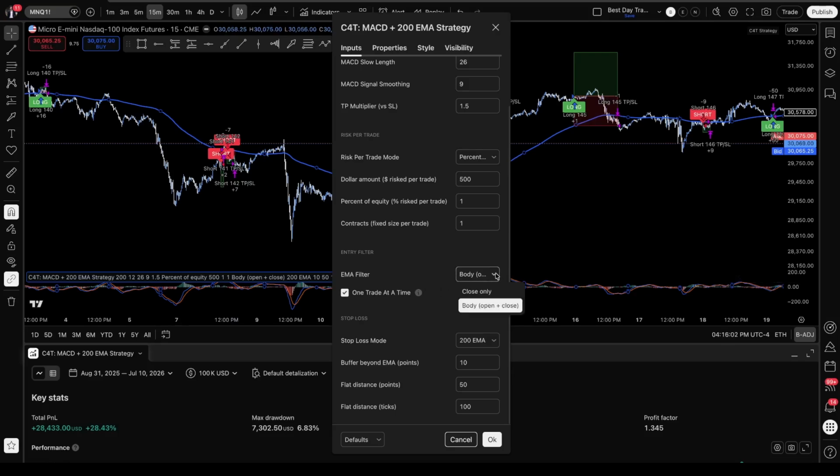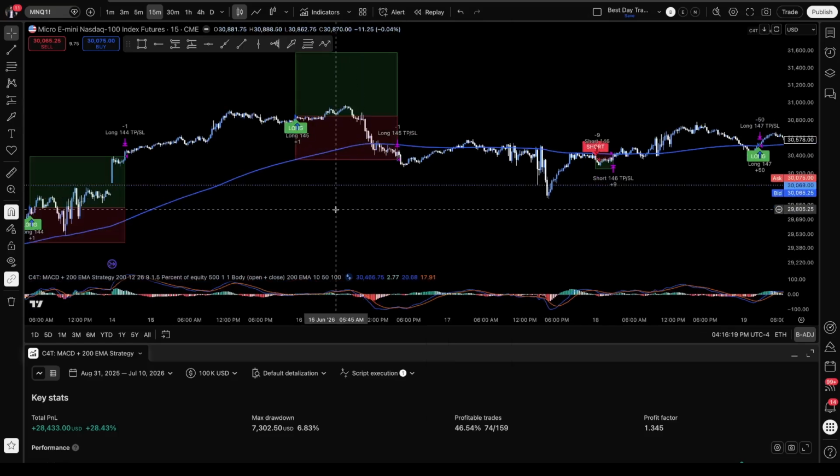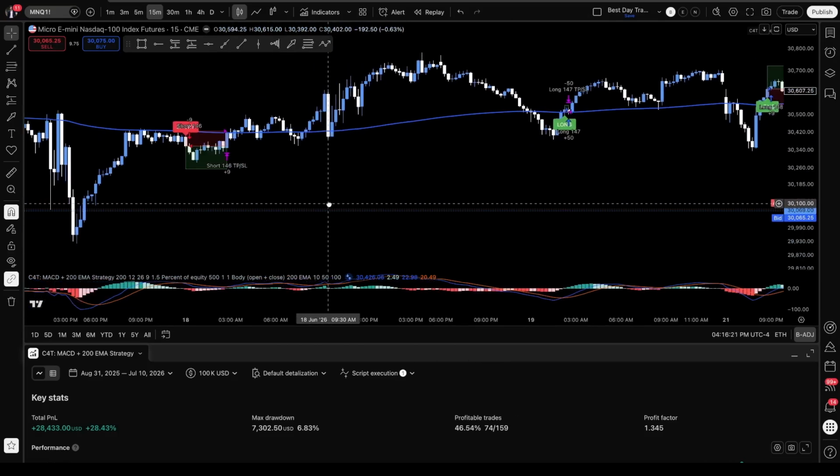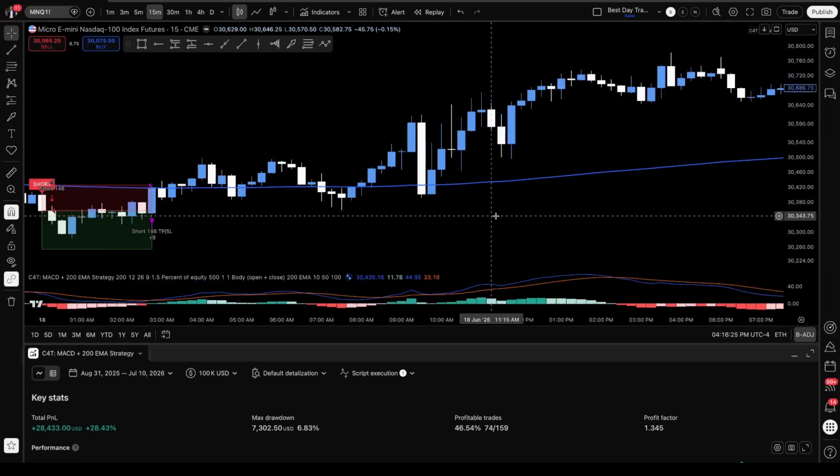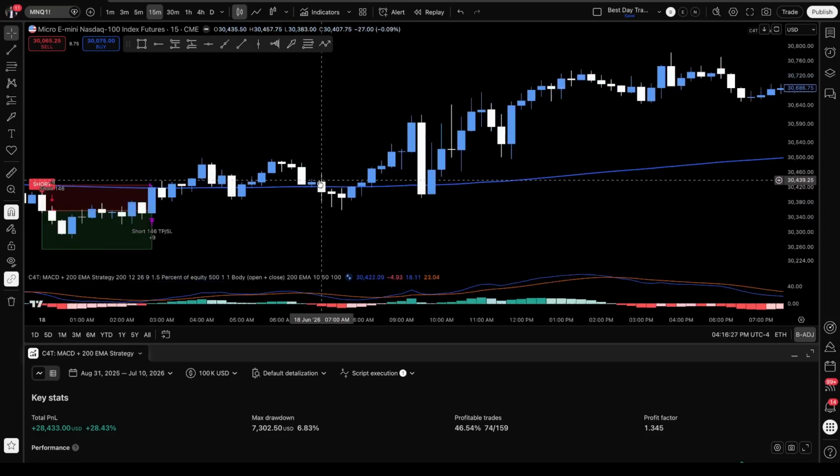Here is just a filter that I added. If you saw Monday's video, you want the actual candle to be fully closed, like open and close on the other side of the EMA. What do I mean by that? So for example, let me zoom this in more. Do you see this candle right here?